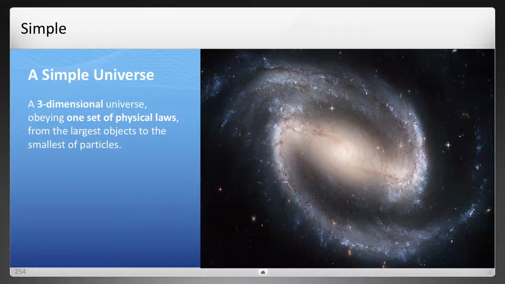Because it really is a simple universe, and a three-dimensional one at that, obeying one set of physical laws, right? Not hidden dimensions, not two sets of laws, one for the smallest of particles and another one for large objects, just one set of physical laws.